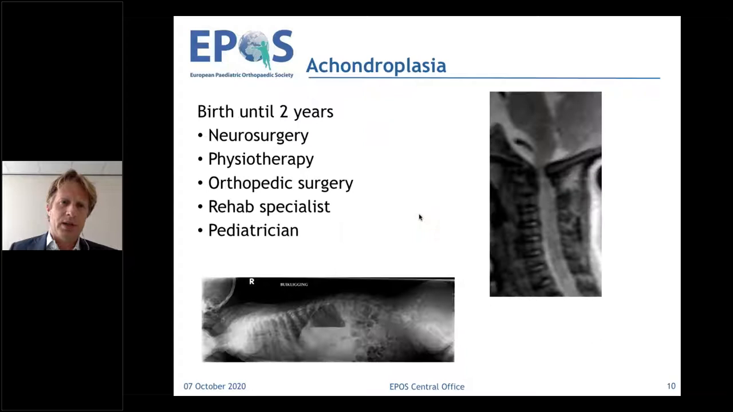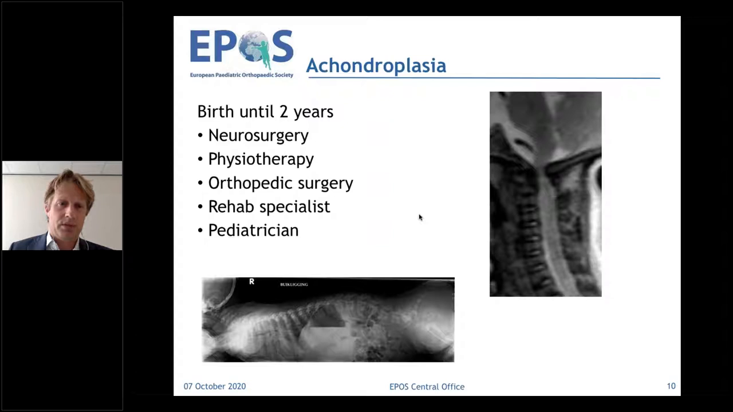So then the child is born, and we try to have these patients as soon as possible see the neurologist or the neurosurgeon, to see if there is any foramen magnum narrowing which needs decompression. And afterwards, we see them quite quickly after birth by the physiotherapist to help the patient and the parents with how to take care of a baby with achondroplasia. After the first couple of clinics, we see them every 3 months by physiotherapy and every 6 months with the orthopedic surgeon and the rehab specialist. And of course, there's a pediatrician involved for all sorts of different issues that might occur.